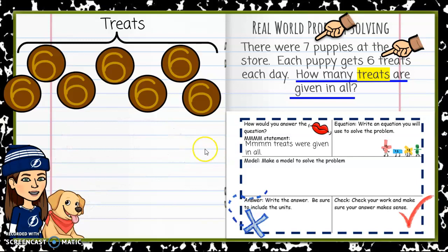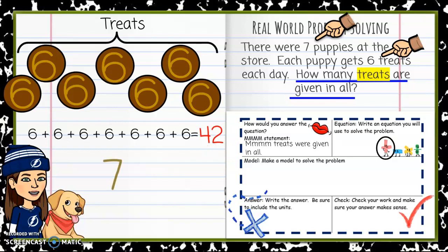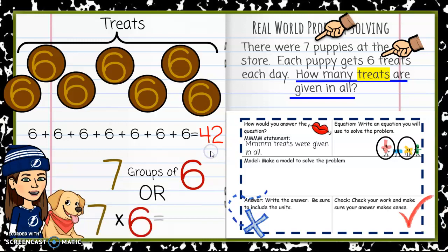We could add up all of these treats together, where we would add 6 up 7 times. And when we do that, we get 42. But is there another way? I also see that there are 7 groups of 6. Oh, 7 groups of 6. That reminds me of multiplication. 7 times 6 equals 42.